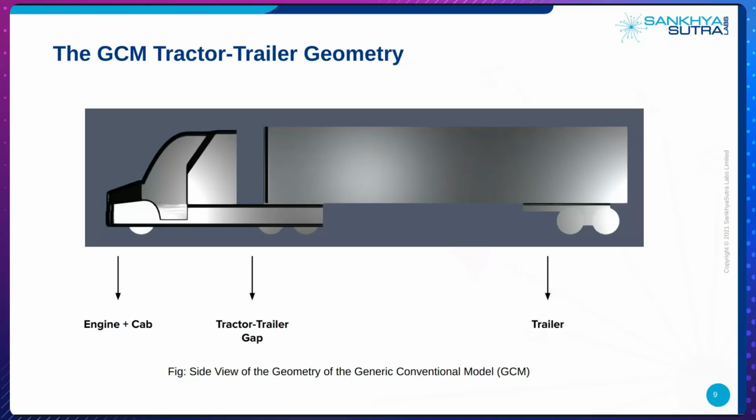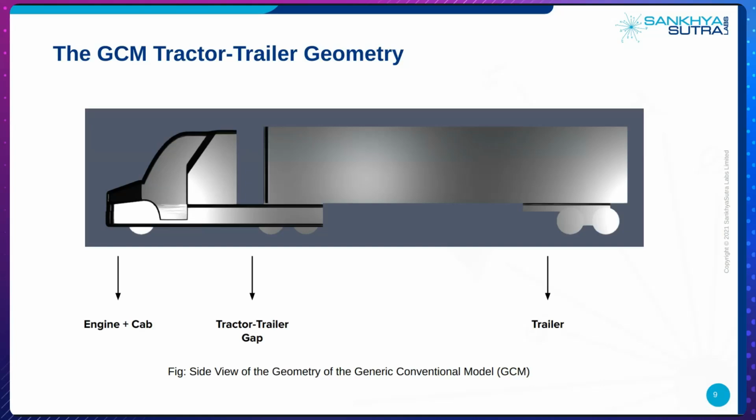One of the major reasons, spoiler alert, for the enormous amount of drag that this particular geometry experiences is the gap between the tractor and the trailer. And there are several aftermarket solutions for this kind of problem, where there are paddings that you can put in between the tractor and the trailer in order to improve your aerodynamic efficiency.